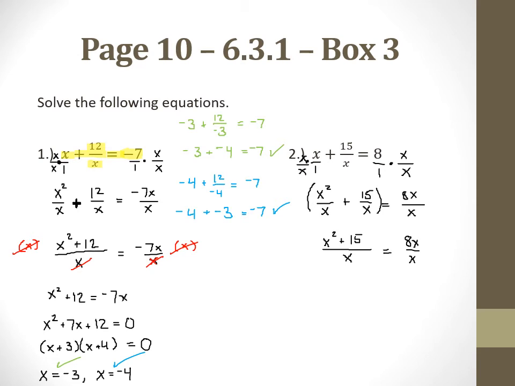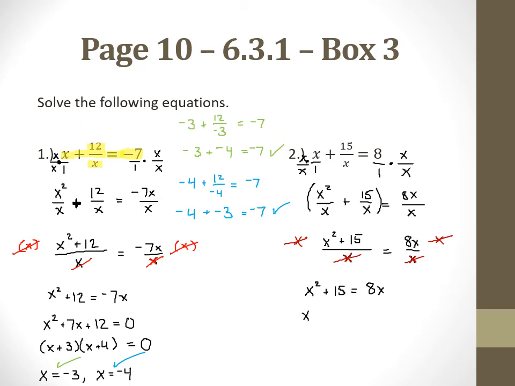Now let's cross multiply. We've got a denominator of x that we will multiply up here on the left, denominator of x that we multiply up here on the right. And now because we have the same thing top and bottom, that all cancels out. And we are left with x squared plus 15 equal to 8x. Step 4 is going to be to solve that little equation. So I want to make sure the quadratic equals 0.